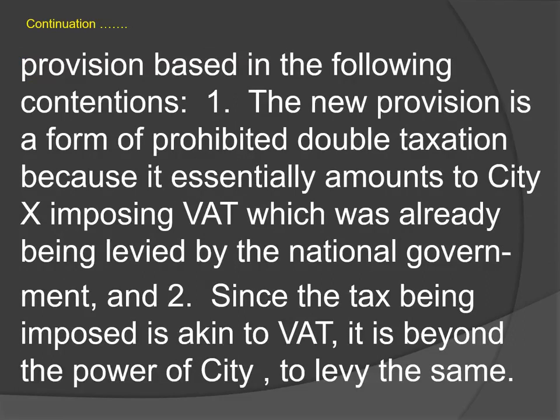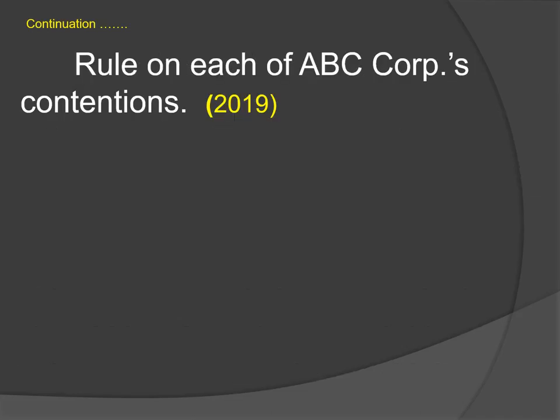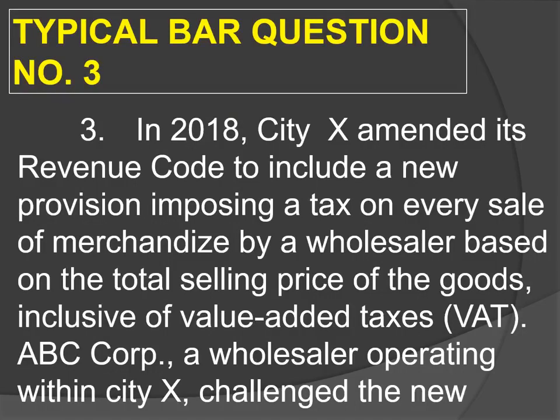Based on the following contentions. Number one, the new provision is a form of prohibited double taxation because it essentially amounts to CTX imposing VAT, which is already being levied by the national government. And number two, since the VAT being imposed is akin to VAT, it is beyond the power of the city to levy the same. Rule on each of ABC Corporation's contentions. So go back and have a look at the problem closely.